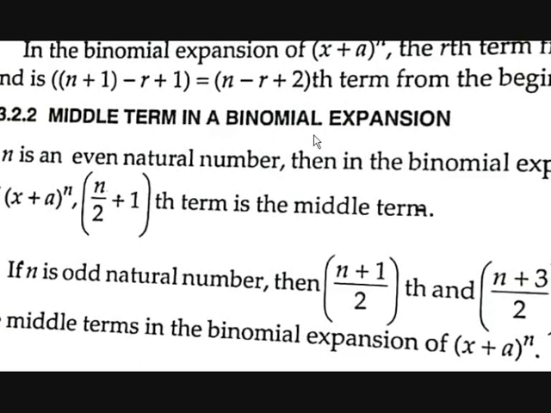Okay, middle term in a binomial expansion. What is the middle term in the binomial expansion? If n is even, then the middle term is the (n by 2 plus 1)th term. If n is odd, then the (n plus 1) by 2 and (n plus 3) by 2 terms are the middle terms in the binomial expansion of (x plus a) whole power n. Means you'll have two middle terms, because if n is odd, you'll have an even number of terms, because total terms are n plus 1. The same goes for even.